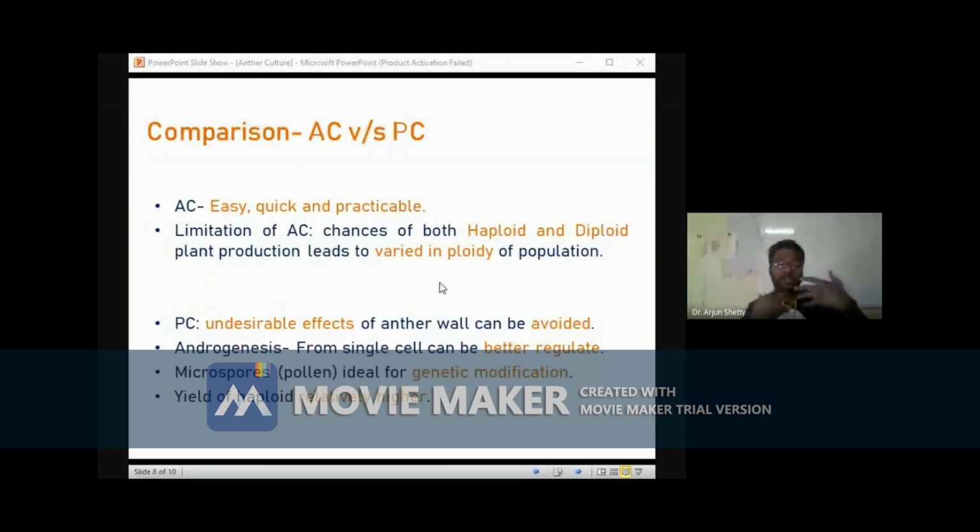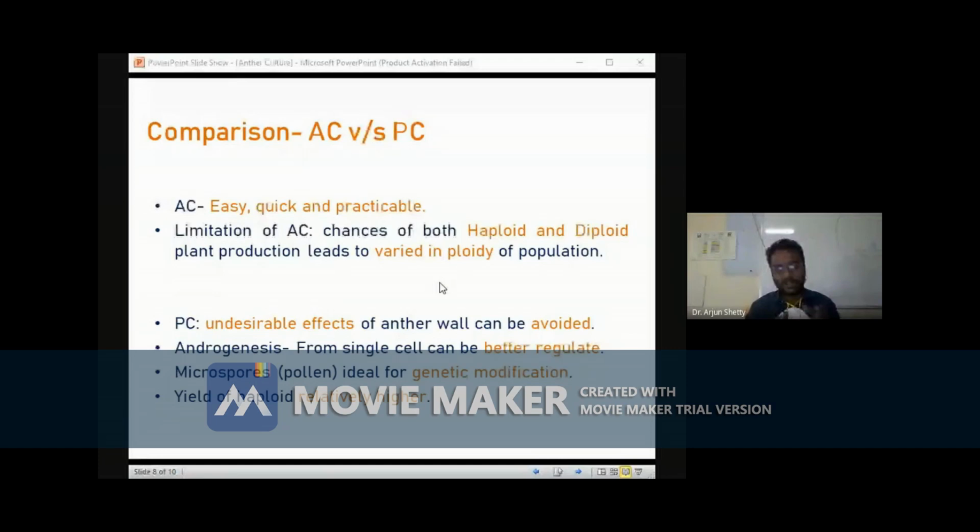When it comes to the pollen culture, it's quite tedious. Why? Because here we need to remove all the anther tissue debris. Only pure pollen grains have to be selected. Earlier, the anther, containing anther walls, anther tissues, and pollen grains, everything was there, and we were going to inoculate it on a nutrient medium.